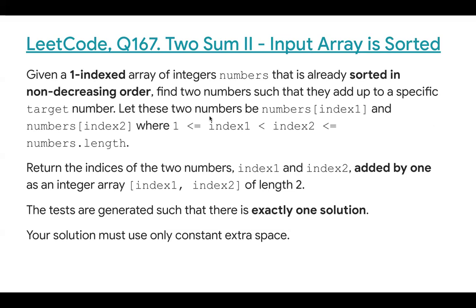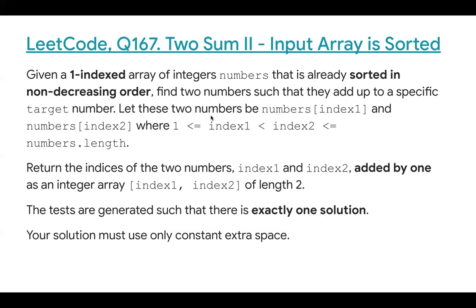And there is also a guarantee that there is exactly 1 solution. So we don't need to worry about the case when there's no feasible solution, or the case when there is more than 1 solution. Exactly 1 solution. This is very important.